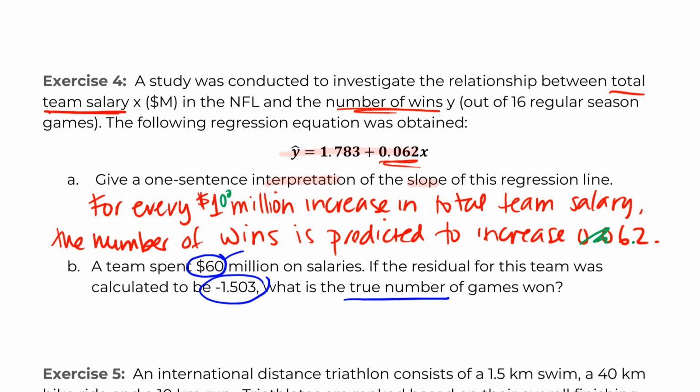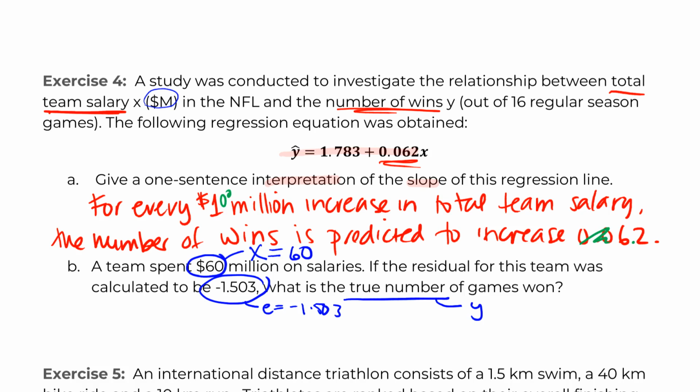The first thing we were given is 60 million, which we know is the team's salary. This was already in millions of dollars, so there's no reason to write a lot of zeros here. The residual was negative 1.503, that's our e. And we're looking for the true number of games won, which is our y. So we're looking for the real y, not y hat. That would be a very common mistake.